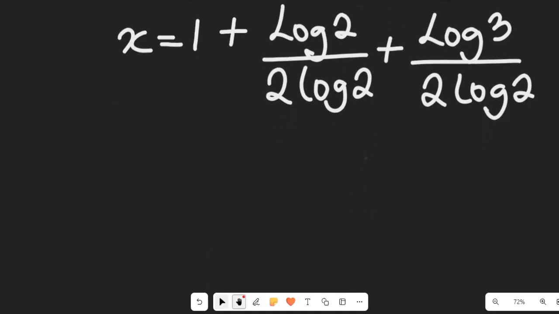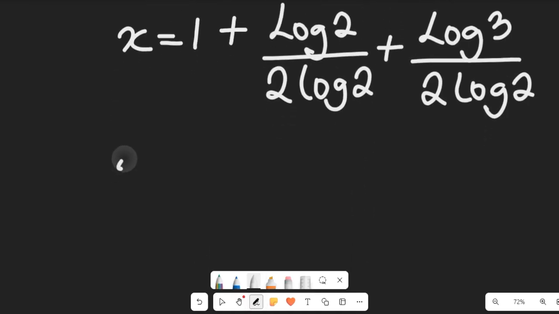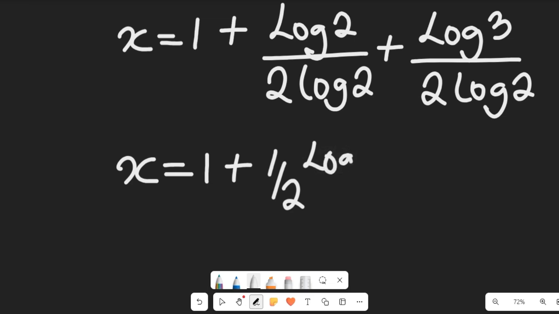Great. Now let's simplify this. If we simplify this, we'll have our x to be equal to 1 plus 1 divided by 2, log of 2 divided by 2 log of 2, right?